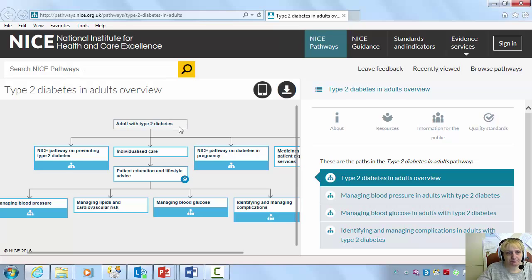And the first thing to note on this care pathway is that the arrow comes straight down, and it says individualized care. So the first thing you might consider is that one member of your multidisciplinary team is the patient themselves.